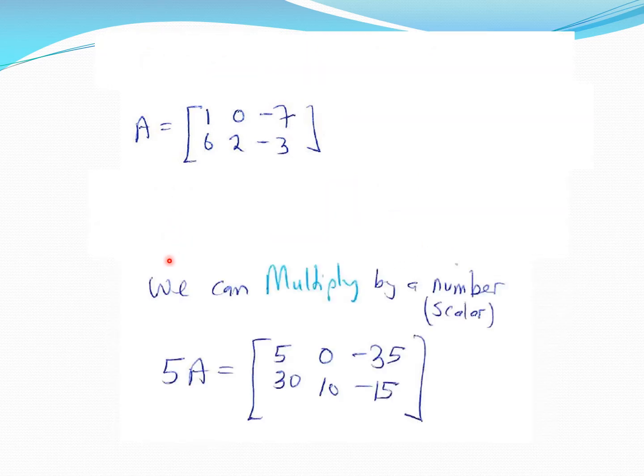The second operation is that we can multiply a matrix by a scalar, or a number. In this case, we're going to do 5A. So we multiply each of the entries in A by 5. So it's 5 times each of those numbers. 5 ones are 5, 5 by 0 is 0, 5 by minus 7 is minus 35. And likewise, 5 by each of those numbers there in turn gives us 30, 10, and minus 15.